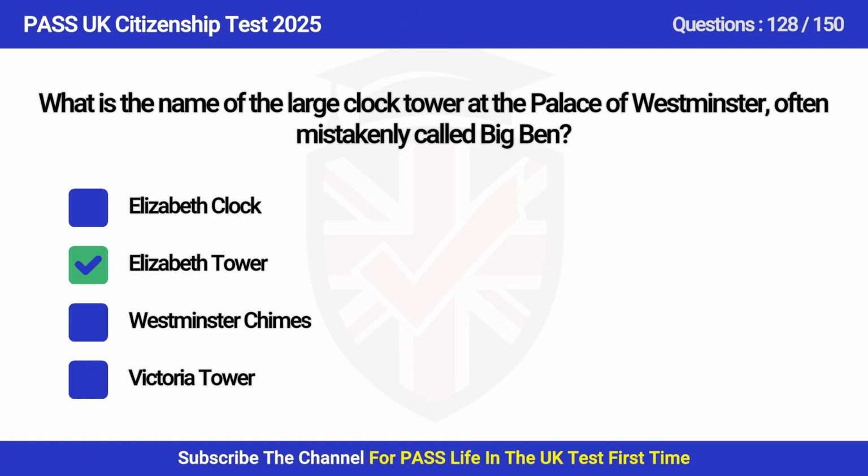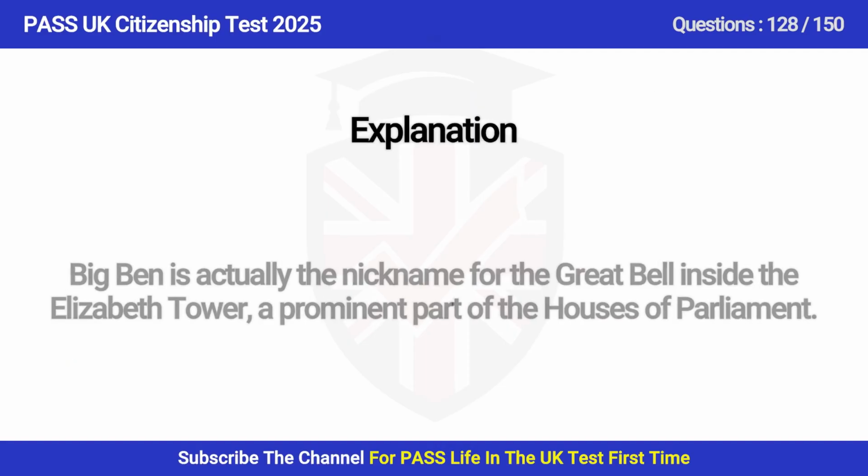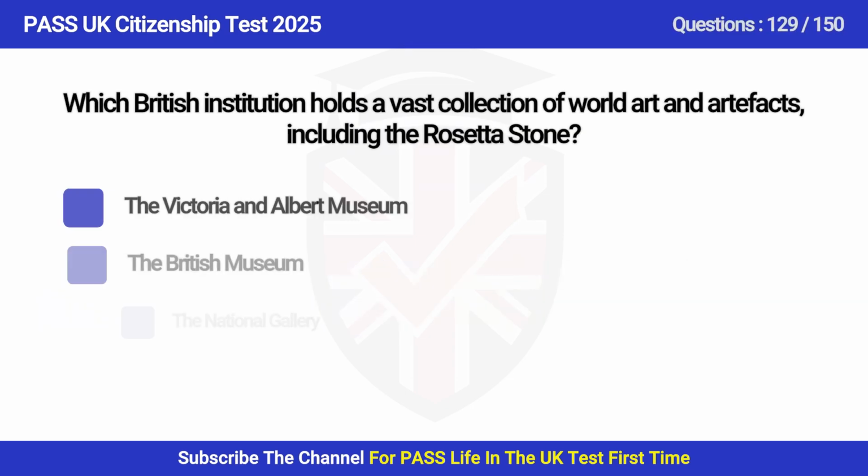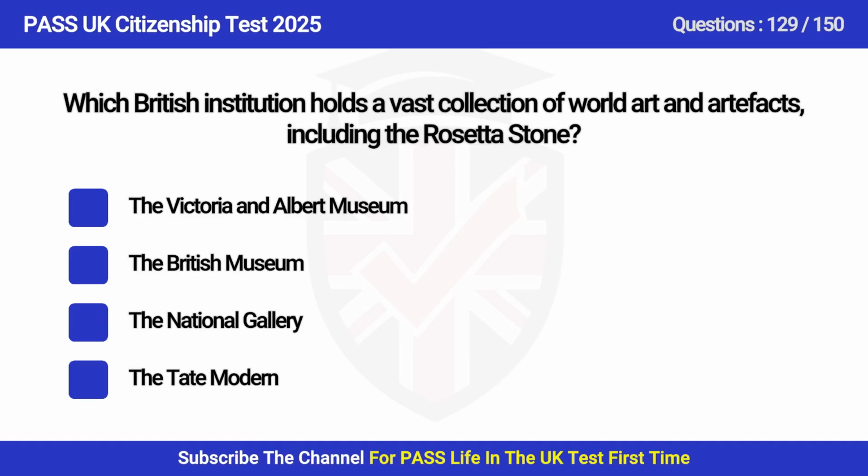Answer is B. Elizabeth Tower. Big Ben is actually the nickname for the Great Bell inside the Elizabeth Tower, a prominent part of the Houses of Parliament. Question 129. Which British institution holds a vast collection of world art and artifacts, including the Rosetta Stone?